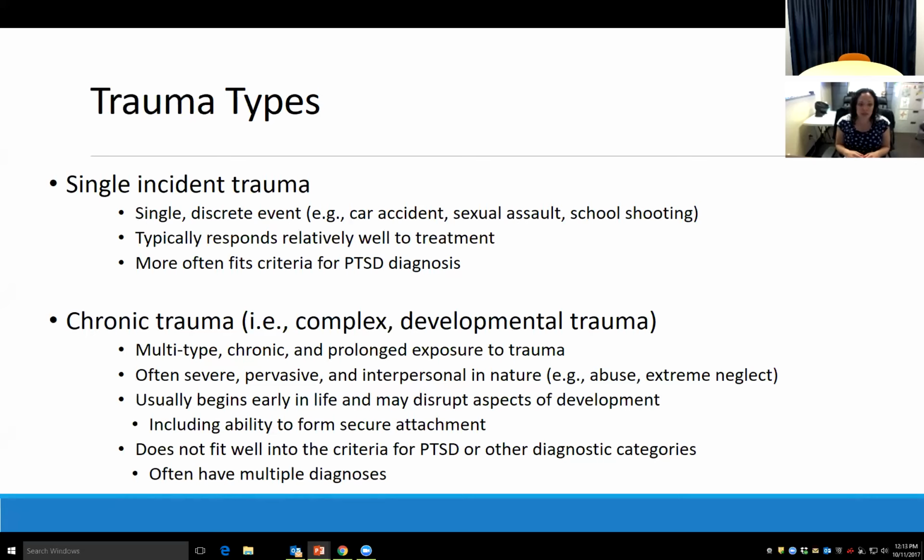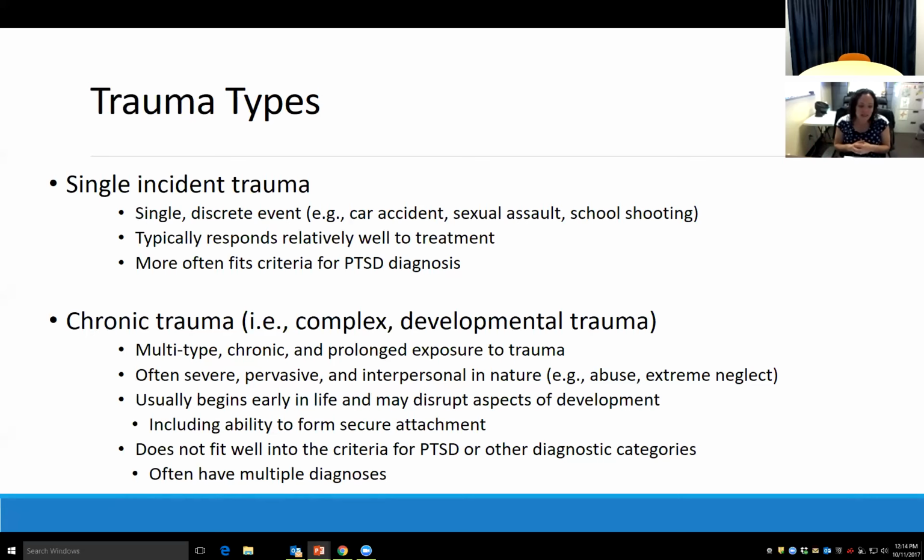Oftentimes, children who've experienced complex developmental trauma, their symptoms do not fit the criteria for PTSD, and sometimes even other diagnostic categories. So what is most common with these cases is you may get them and you'll see that there's a list of 4 different diagnoses. Maybe they're diagnosed with ADHD, ODD, depressive disorder, and, you know, I don't know, maybe autism. You actually see that a lot. And all these diagnoses, it seems like, yeah, sure, maybe there's some of this stuff going on, but you're seeing this 6-year-old and wondering, how is this little 6-year-old having all these diagnoses?